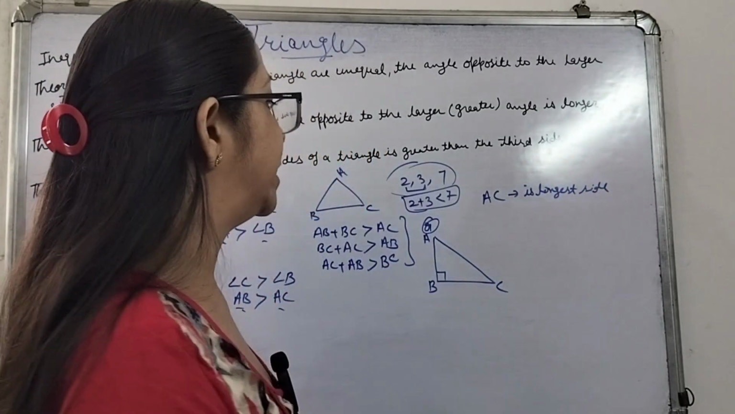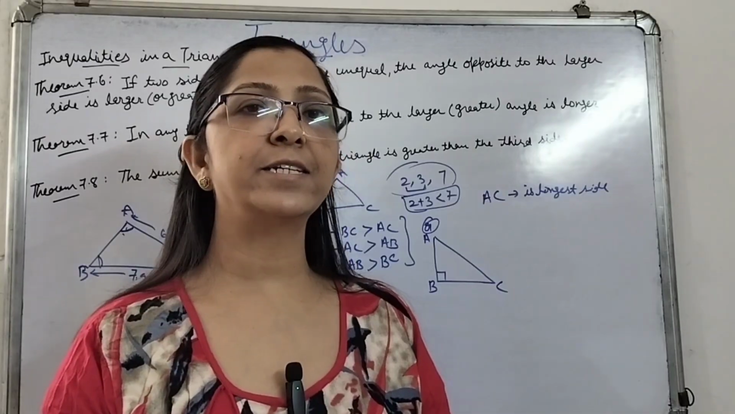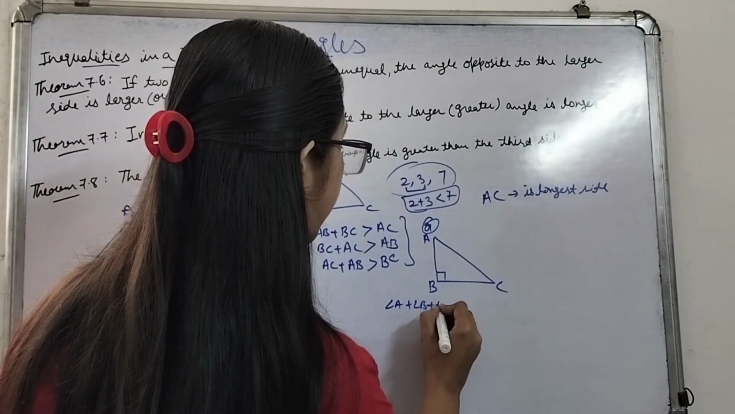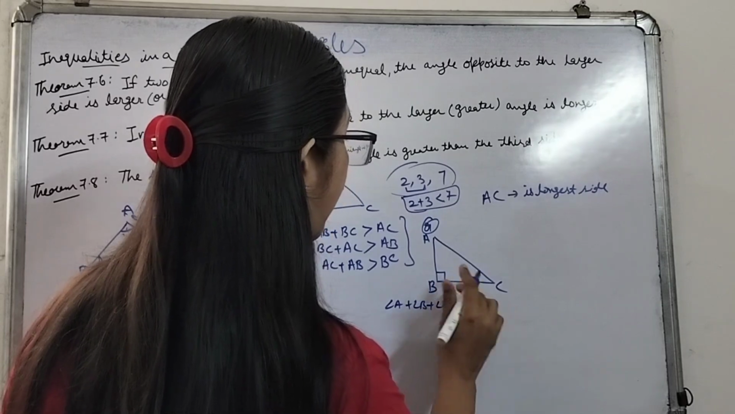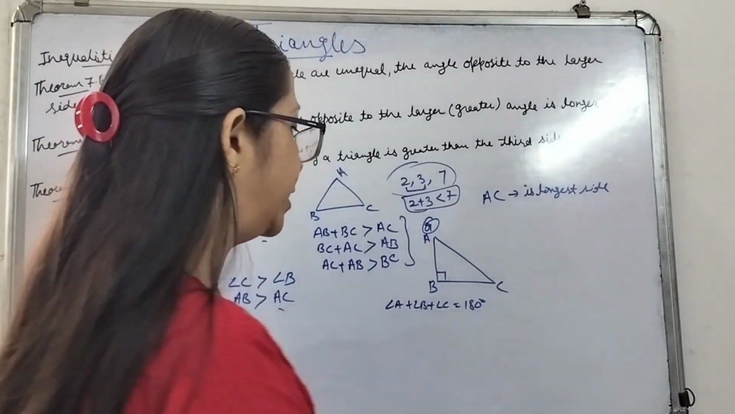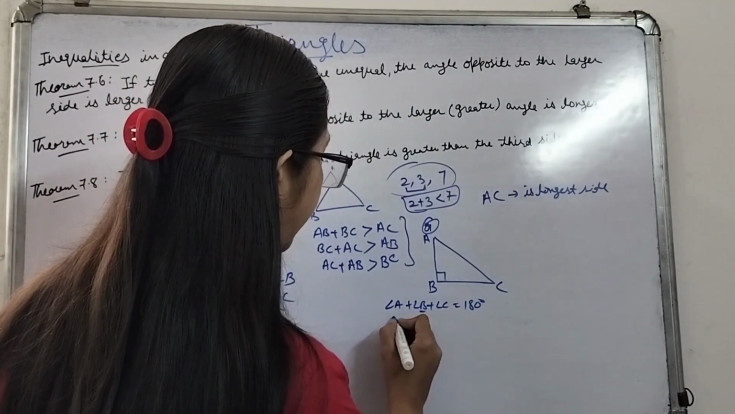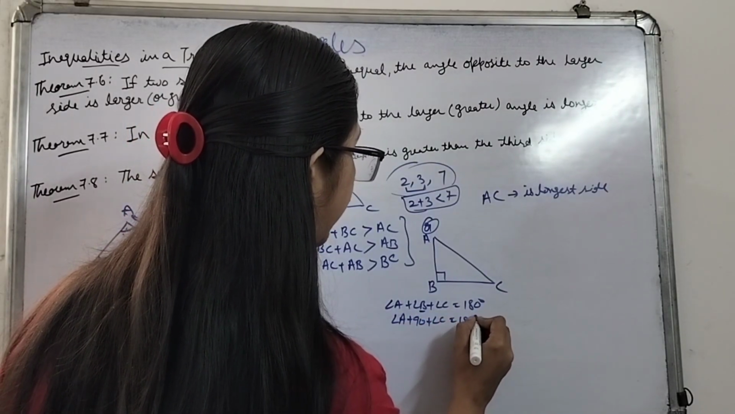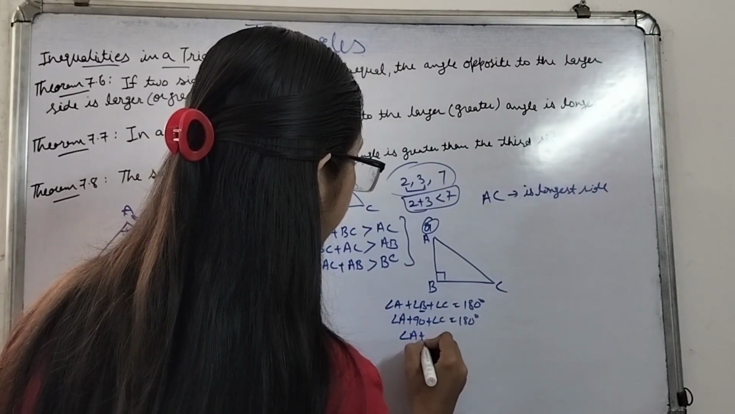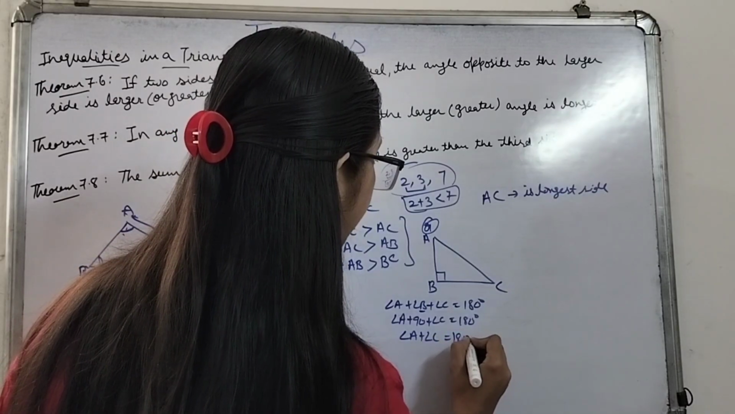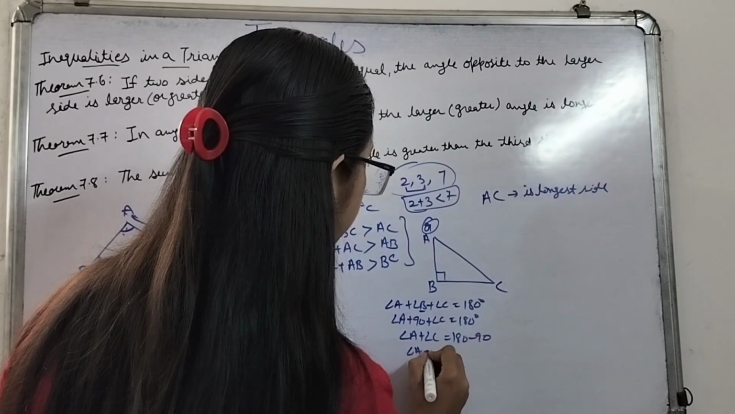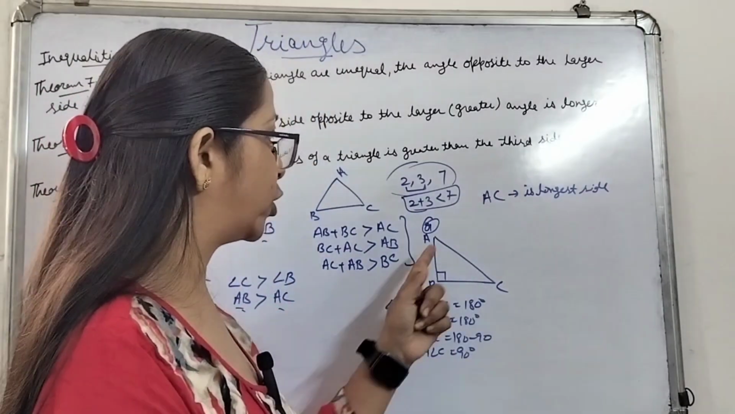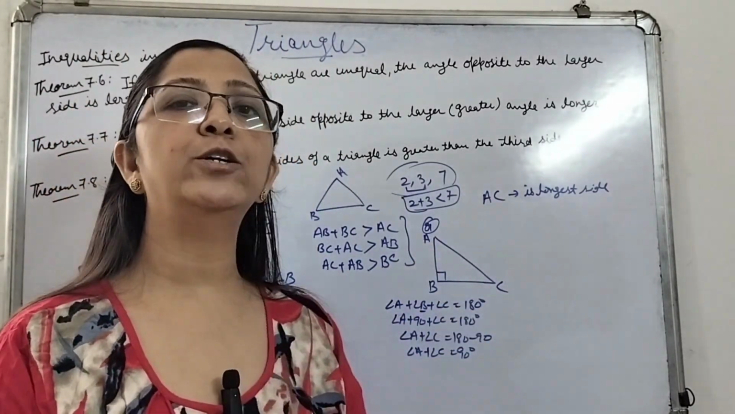Now we know that in a triangle, the sum of all the angles is 180 degree. That means angle A plus angle B plus angle C is 180 degree. And over here angle B is 90 degree. So if I replace angle B by 90 degree, angle A plus 90 plus angle C is 180 degree. So we can say angle A plus angle C will be 180 minus 90, that is 90 degrees. Now the sum of the two angles, A and C, is coming equal to 90 degree.